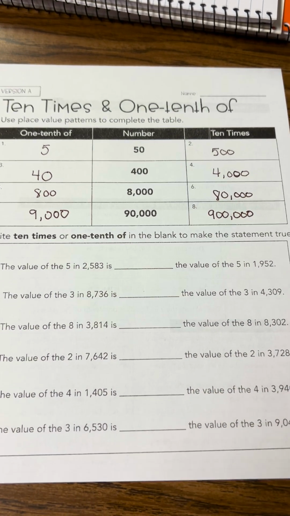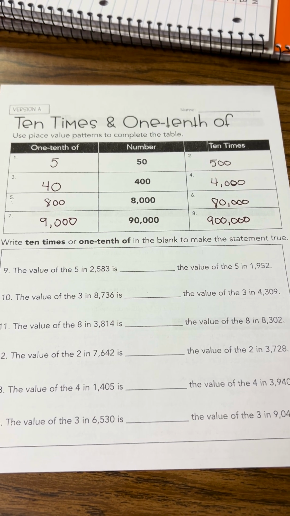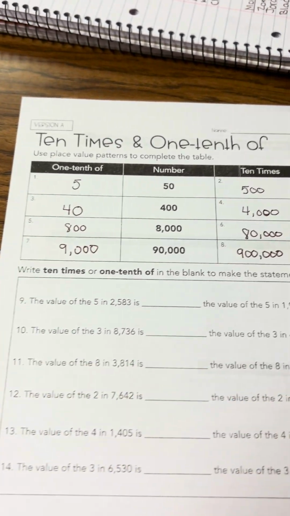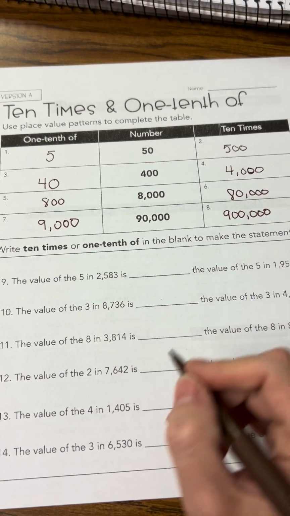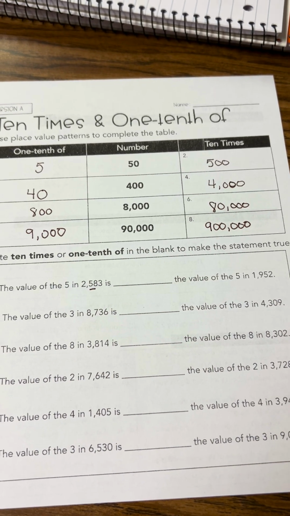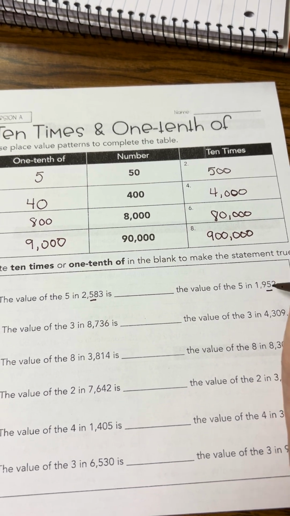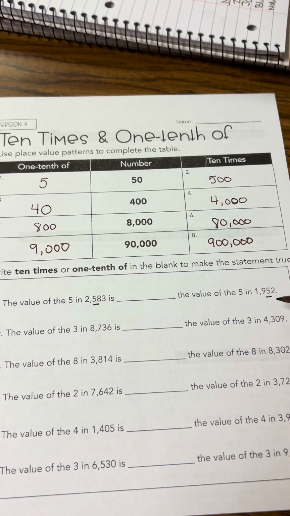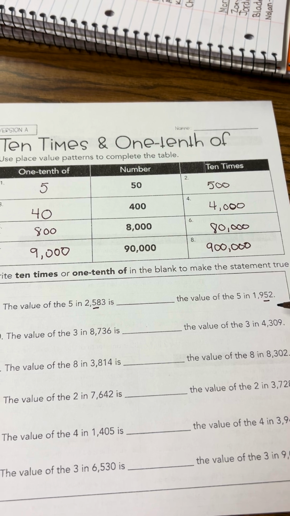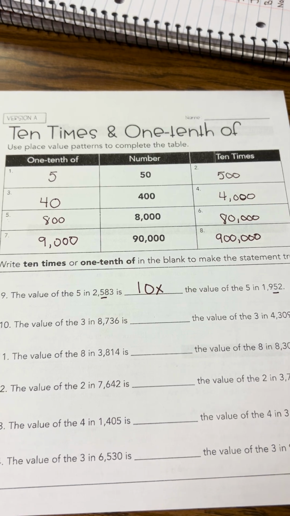Okay, let's look at the bottom of this page. It says write 10 times or 1/10 of in the blank to make this statement true. Alright, so let's look. Number 9 says the value of the 5 in 2,583, so I'm going to underline the 5, is blank the value of the 5 in 1,952, so I'm going to underline this 5. Alright, so let's see. This 5 is in the hundreds place, and this 5 is in the tens place. The hundreds place is larger than the tens place by one jump, so it's going to be 10 times larger.